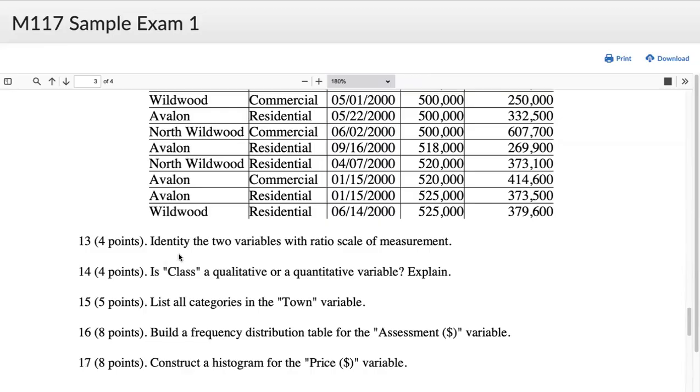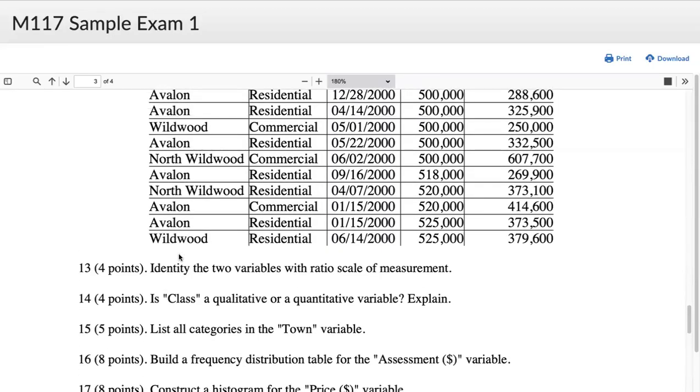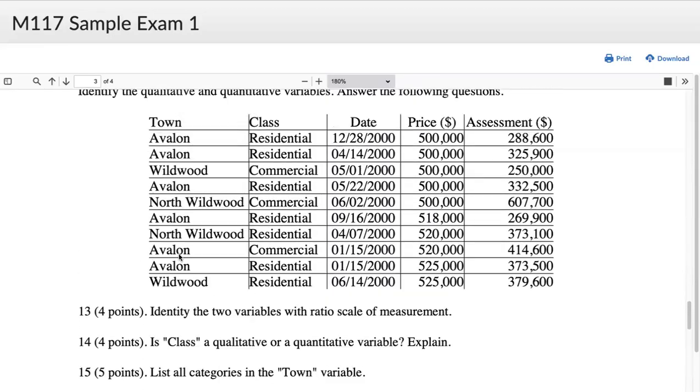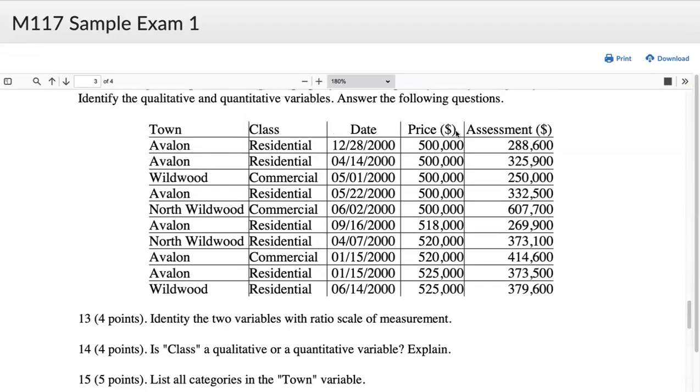And right, so identify two variables with ratio scale, that would be price and assessment. Right, these two have a ratio scale.